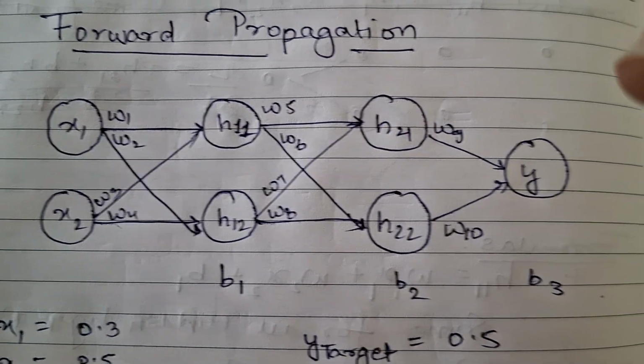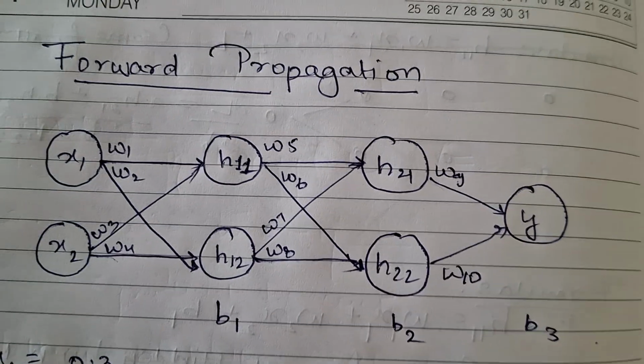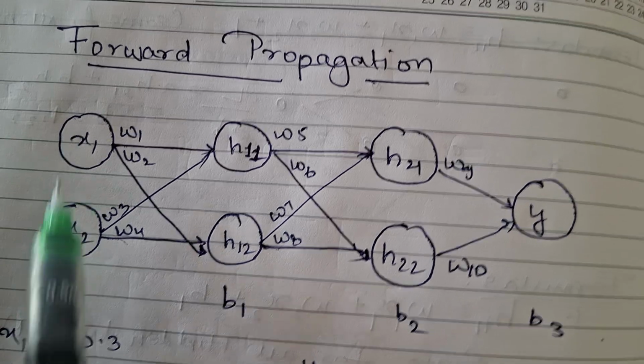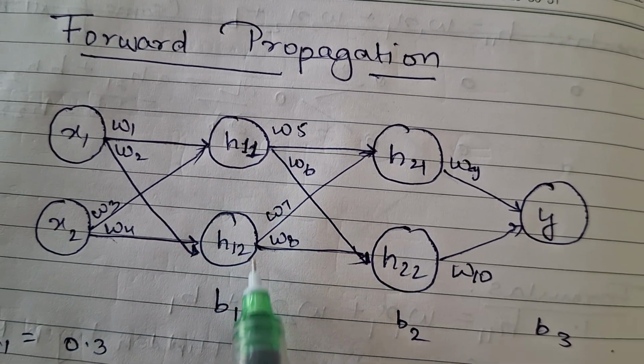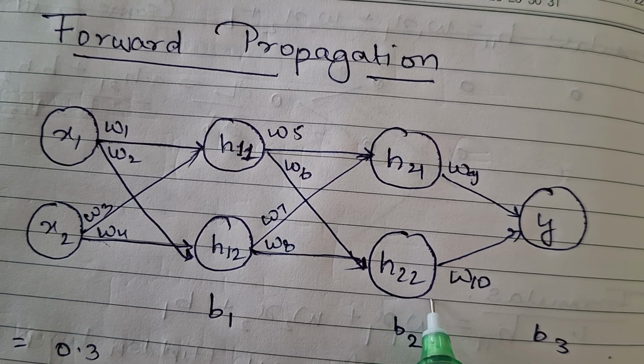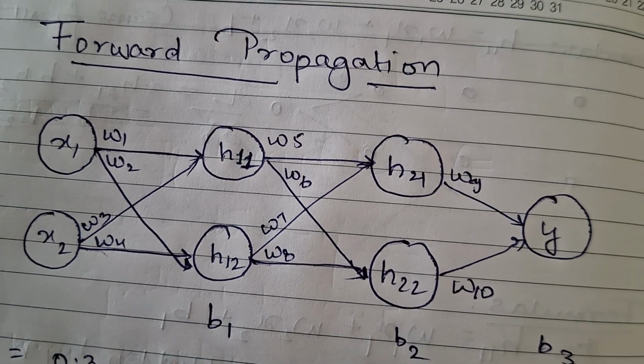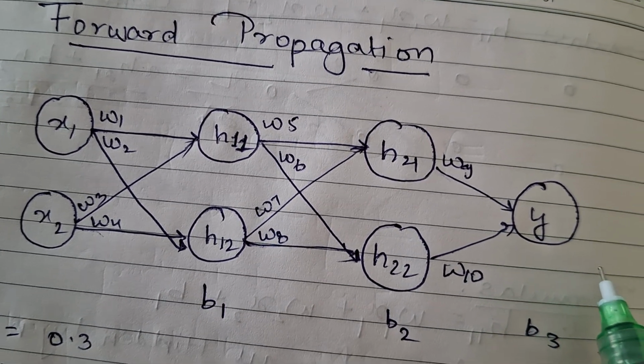Let's discuss forward propagation. As we can see here, we have some input layer. X1 and X2 belong to the input layer. H11, H12, H21 and H22 are two hidden layers, and then we have Y, which is the output layer.